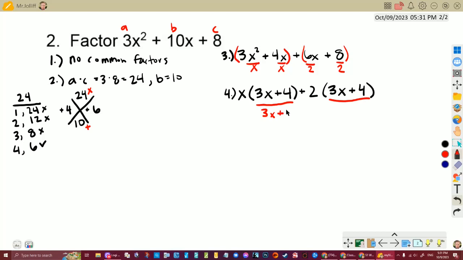So we're going to factor those out in front. So 3x plus 4, and then we're left with an x plus 2.